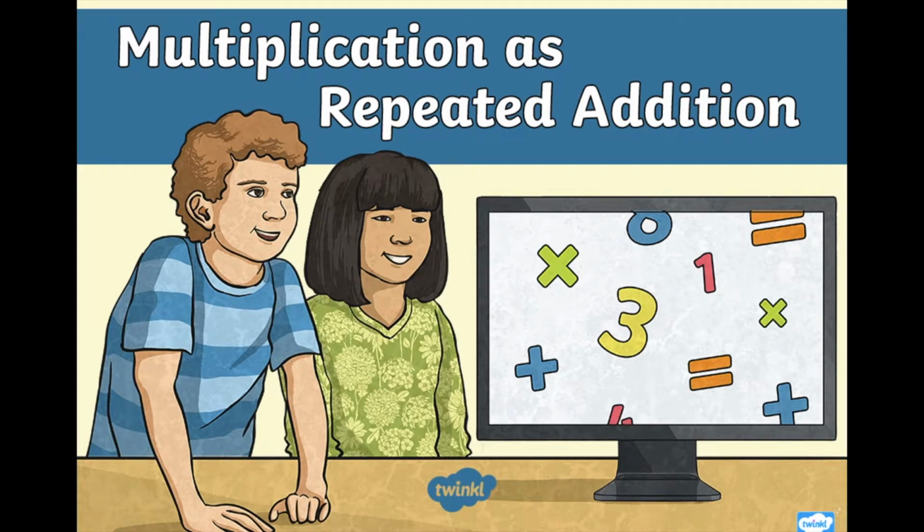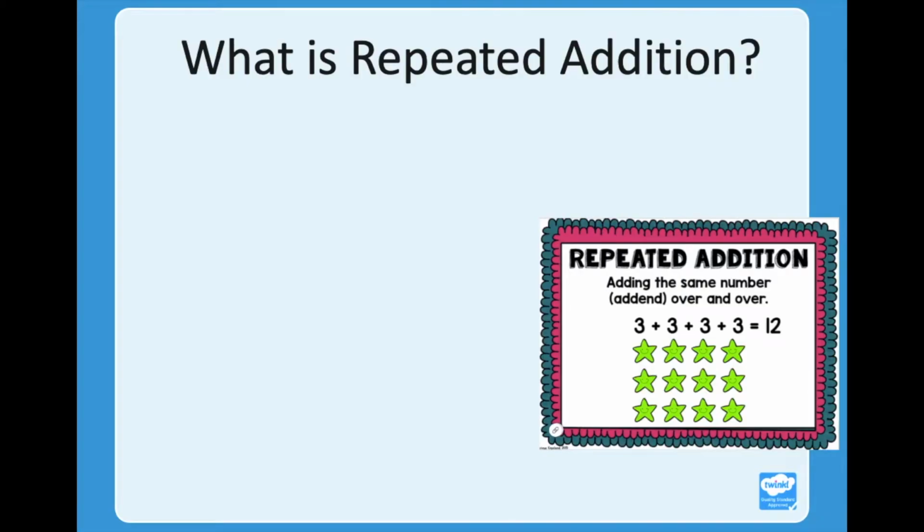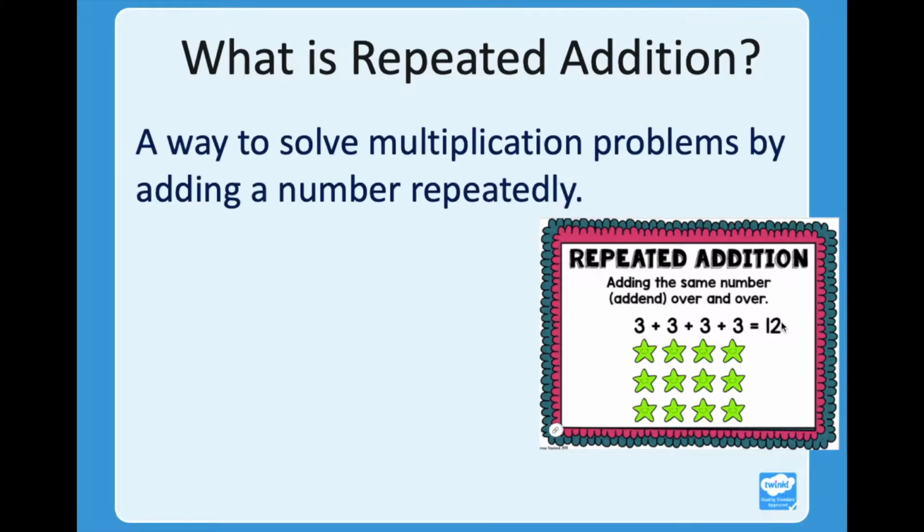Today you're going to learn multiplication as repeated addition. So what is repeated addition? If you look at the poster here, it says repeated addition, adding the same number over and over. 3 plus 3 plus 3 plus 3 is 12. How many times did we add 3? 1, 2, 3. 4 times we added 3. Which turns into 3 groups of 4 is 12.